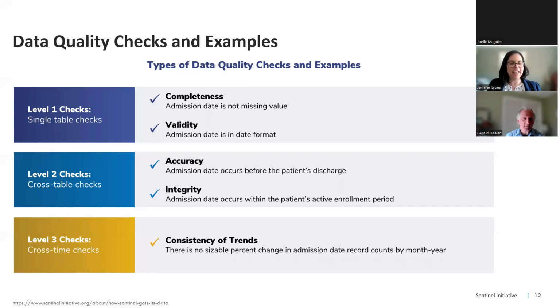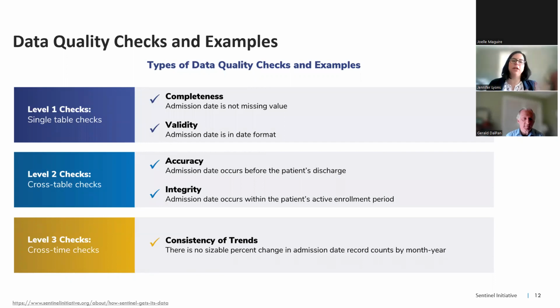And lastly, and this is an important point, is the cross-time checks at level 3. Now, every time data partners update their data, we are essentially overwriting that data that is in Sentinel. Much of the prior data is saved in case we need to go back to it, but the data that's within the system, that's an overall rewrite. We want to make sure that there's no major change from one refresh to the next.